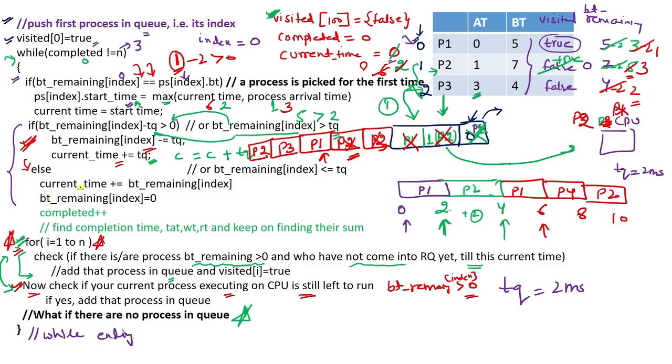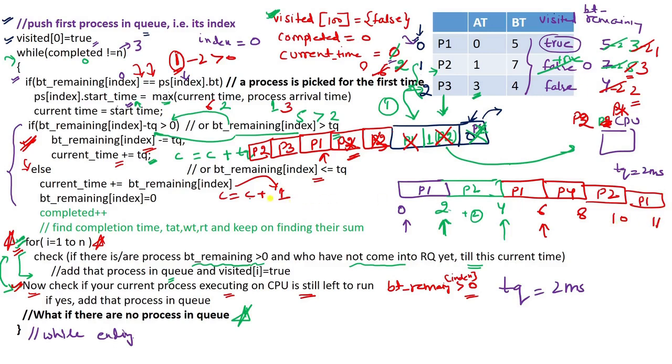Because when we are coming here, this thing will be true. So what we are saying, this process, that is P1, can be completed now because either it will be equal to TQ or it will be lesser than TQ. Here it is lesser than TQ, so we are saying okay, just make it completed. How? We are saying current time will be equal to current time plus this remaining time. Remaining time is 1, so we are adding 1. So current time was 10. Now P1 will run, and 10 plus 1, 11.